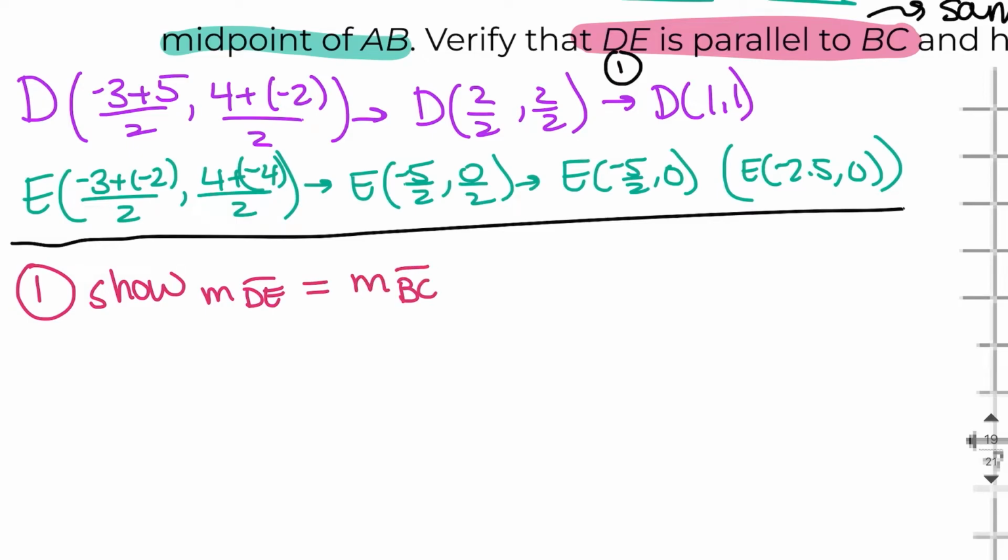Okay, so let's go ahead and find the slope of DE. To find the slope of DE, I'm going to use the coordinates D and E, but I said I would use the fractions right here.